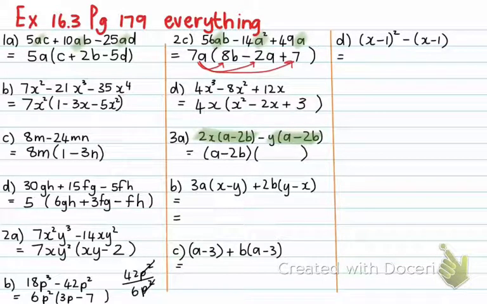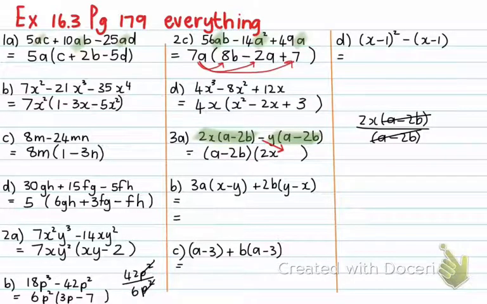Okay, again, you take the first term, which is 2x times this bracket of a minus 2b, and you divide it by the common factor that you all said will be a minus 2b. And that whole bracket will cancel out with that bracket, so the only thing that's going to be left is 2x. And then I keep this negative here. All right, and I take the last term. The last term is y times the bracket a minus 2b, and you divide it by the common factor, which is a minus 2b, and that whole bracket will cancel with the one in the denominator. So the only thing that's going to be left here is y. That was easy, right?